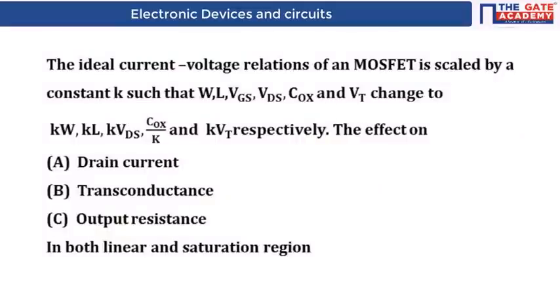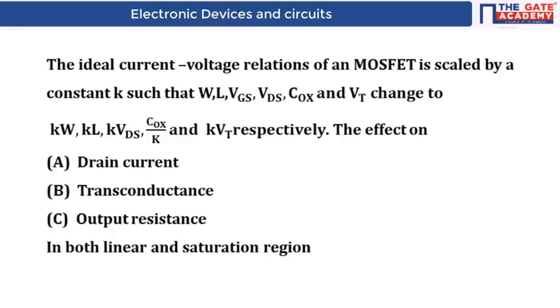An ideal current voltage relation of a MOSFET is scaled by a constant K such that W, L, VGS, VDS, COX and VT change to KW, KL, KVGS, KVDS, COX by K and KVT respectively. The effect on drain current, transconductance and output resistance in both linear and saturation region is dash.